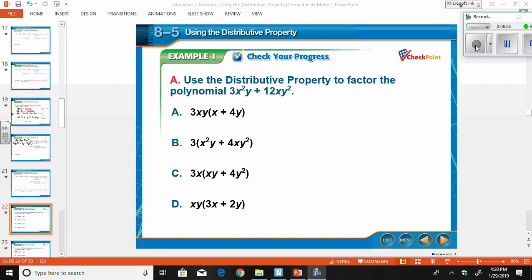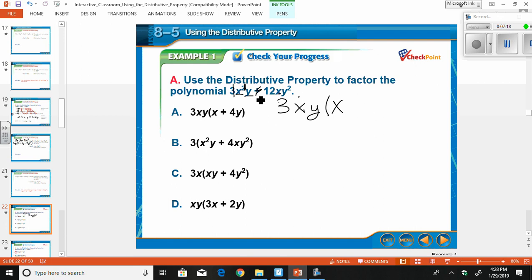So what's the largest number that these two have in common? So we can use the distributive property to factor the polynomial. 3 and 12, so this one's pretty easy. So 3 they have in common. Do they have any letters in common? Well, they have 1x. They each have an x, and they each have a y. So we're going to pull that out. 3 divided by 3 is 1. Take out 1x, I'm left with 1x. Take out a y, and I have nothing else.